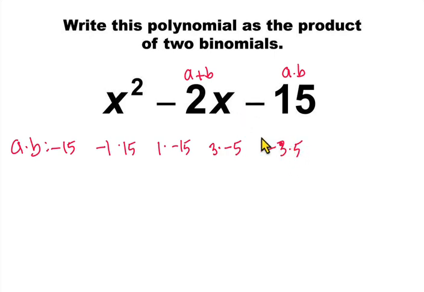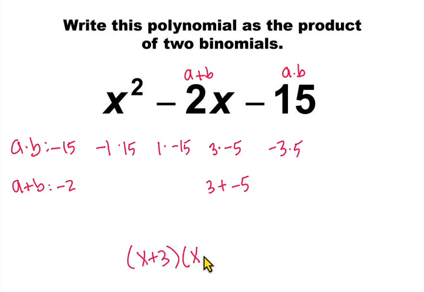Which pair of factors will add up to negative 2, or the a plus b? As you can see, this pair of factors, 3 plus negative 5, will add up to negative 2. So this polynomial can be factored as x plus 3 times x minus 5.